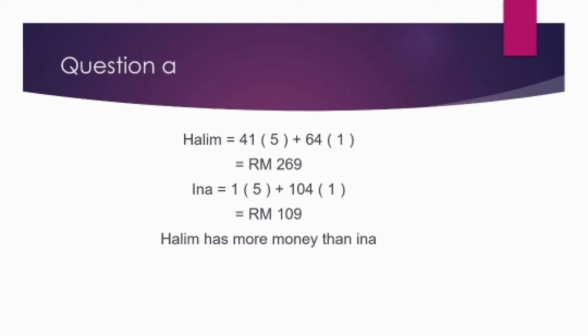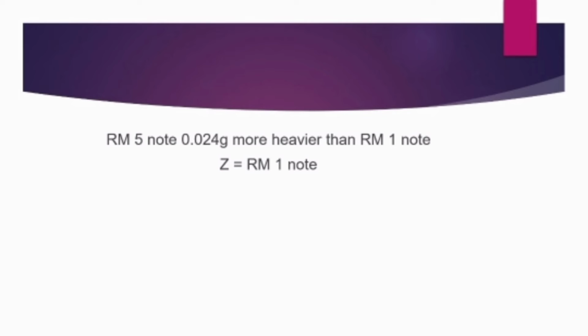After we get the number of RM5 notes that Halim and Ina have, we can find who has more money. So Halim has 41 RM5 plus 64 RM1, so Halim has RM269, while Ina has 1 RM5 plus 104 RM1. So Ina has RM109. The conclusion is Halim has more money than Ina, which is Halim has RM269. Okay, let's move to the next question.